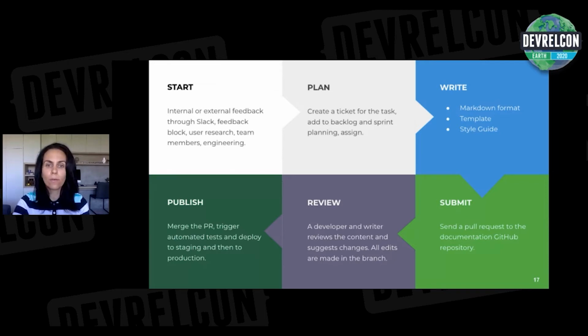Then the author writes new content or makes changes to existing content. The author can be any of our team members, but also any community member. The process is the same for everyone. When content is done, the author sends a pull request to the documentation GitHub repository, and then a developer and a writer review the PR. They suggest and discuss changes, and once it's final, we approve and merge it.